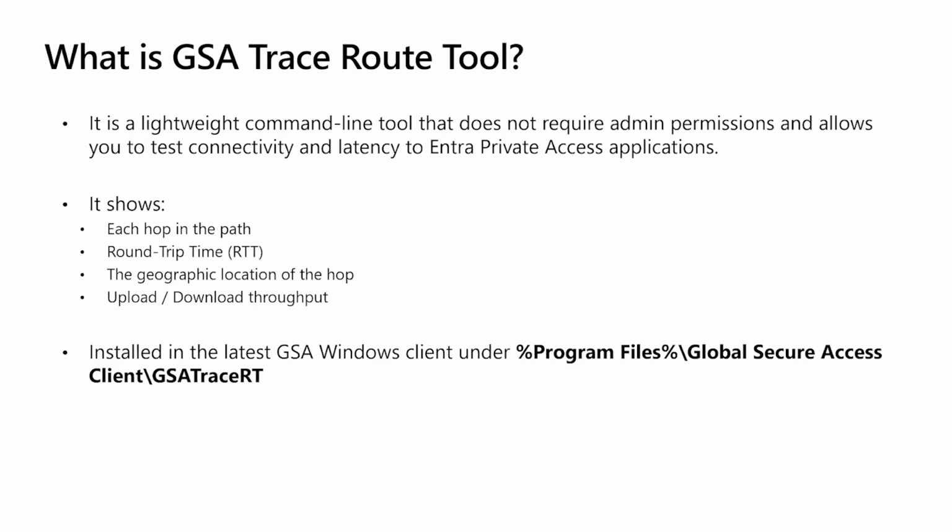GSATraceRT is installed by default in the latest GSA Windows client under Program Files, Global Secure Access Client, GSATraceRT folder. Now let's jump into the demo and see the GSATraceRT tool in action.